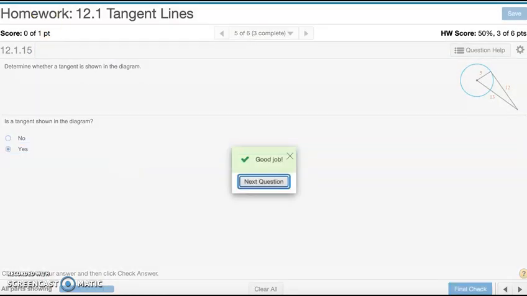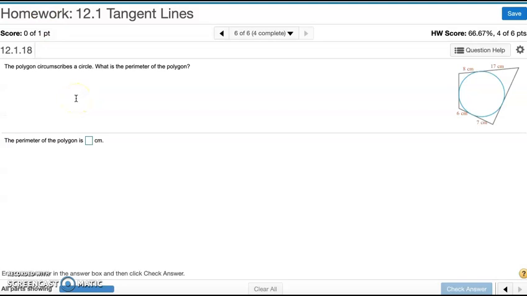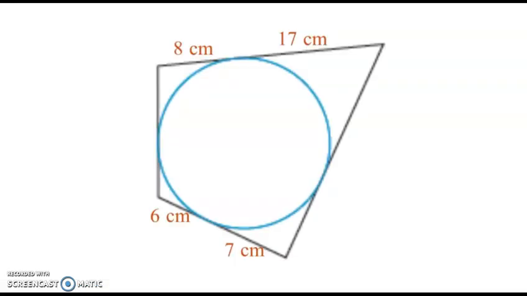And that's number 5. Number 6. The polygon circumscribes a circle. What is the perimeter of the polygon? Let's take a closer look at it. If 2 segments are tangent to a circle from a point outside the circle, then the 2 segments are congruent. So that makes this 8 and 8, this 6 and 6, this 7 and 7, and this 17 and 17.